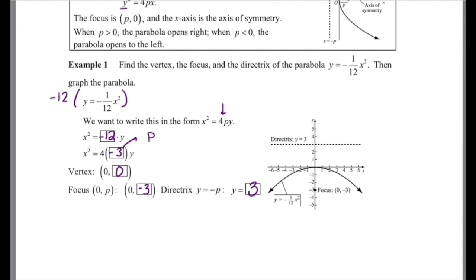So now that I have my directrix, which is a horizontal line, and I have my focus, I know that any point that's on the line of my parabola is equidistant from the focus to the directrix.